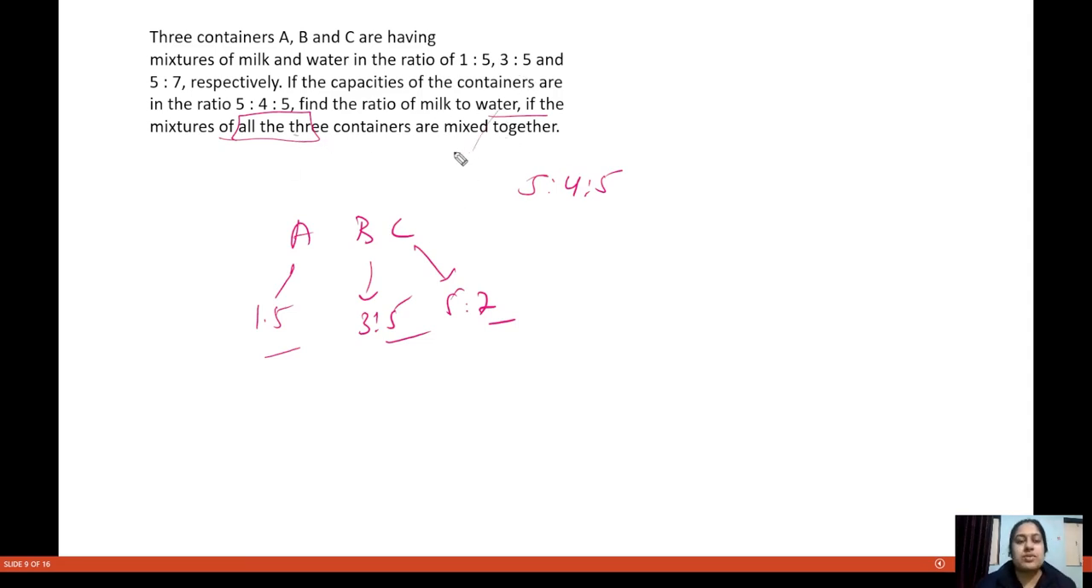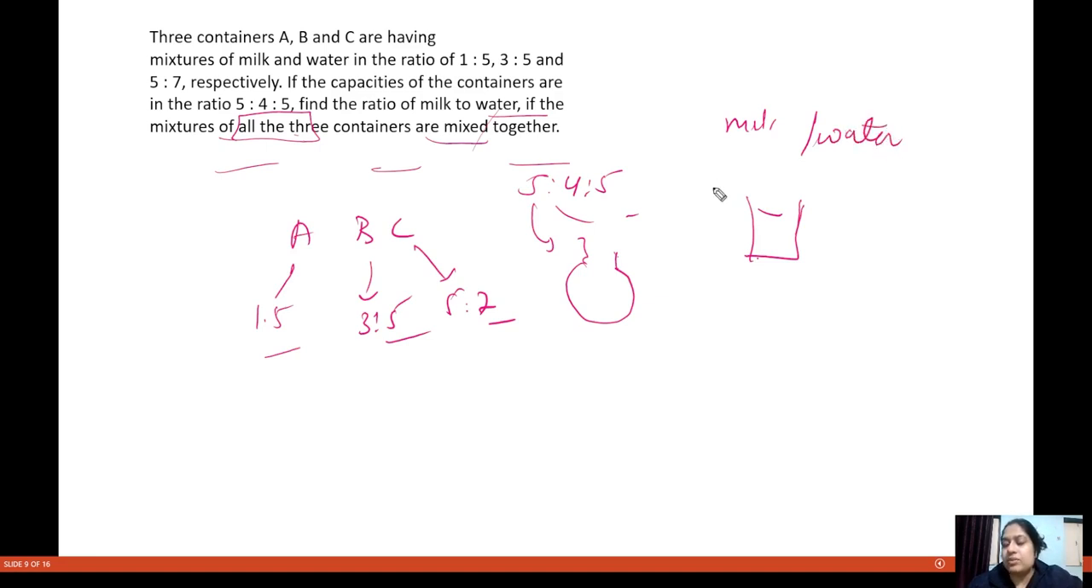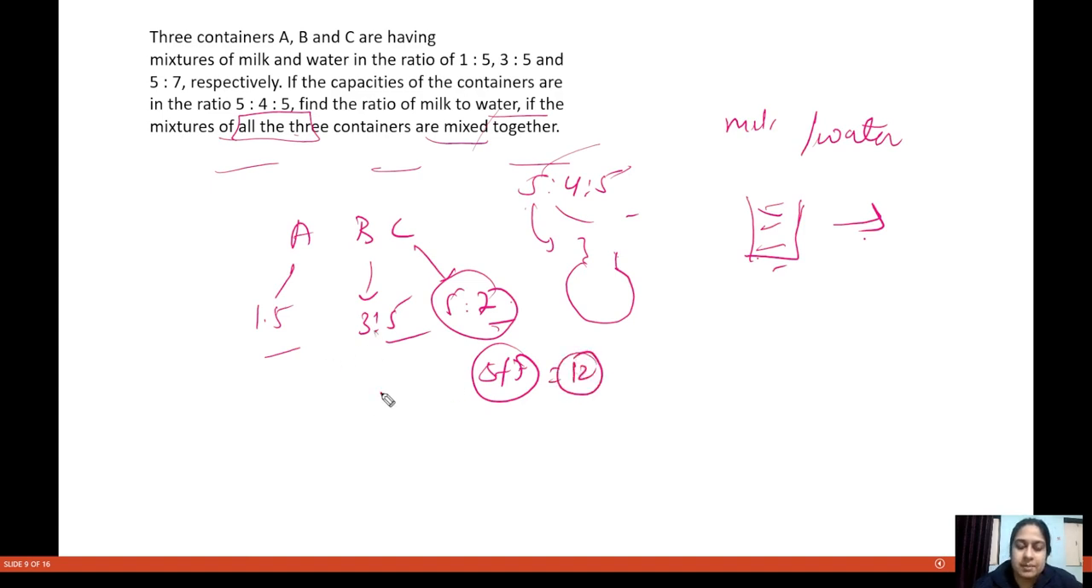So, if all these three containers are mixed, then we have to find how much milk is there and how much water is there. Then only we will be able to find the ratio. So all three containers are poured, let's say, into a single container. When I added this, 5 plus 7 is equals to 12, 3 plus 5 is equals to 8, and 1 plus 5 is equals to 6. To make this a multiple, I made this 5 into 12, that means 60. This will also be 60, and if you multiply this into 12, this will be 48.